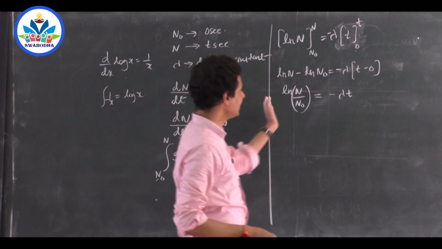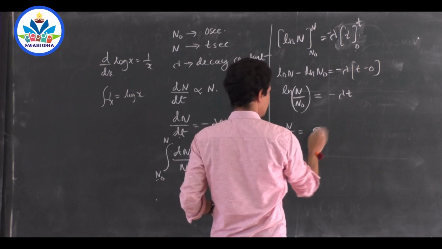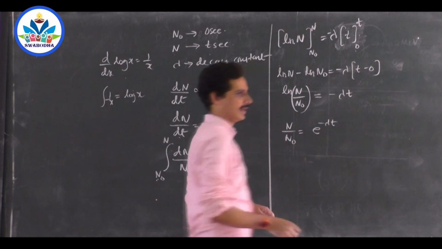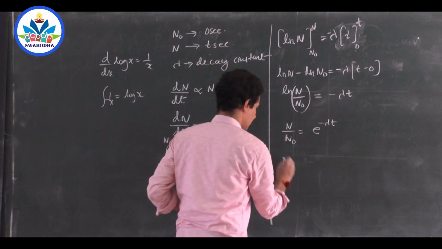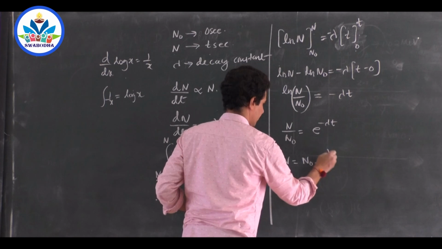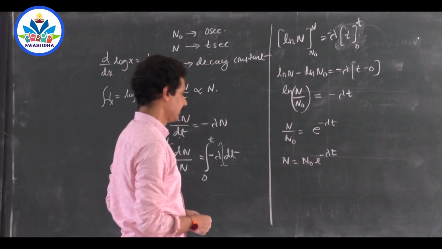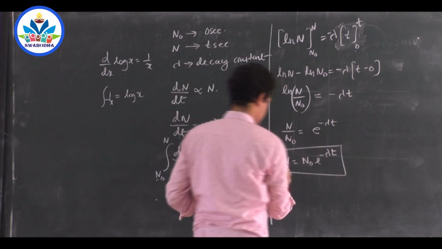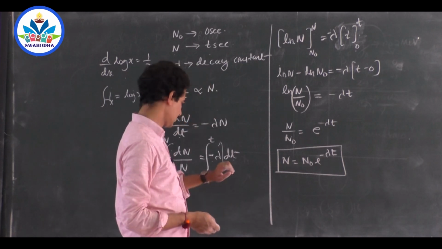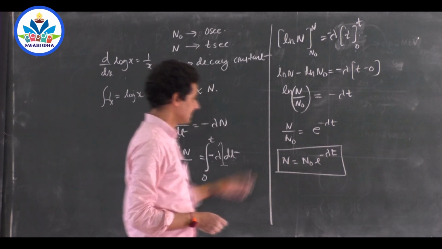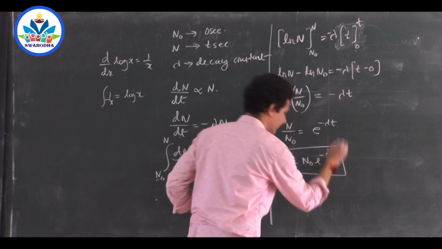Now the method of bringing ln here is like this. N by n naught is equal to e to the power minus lambda t. This is how we write it. So what is n equal to? N is equal to n naught e to the power minus lambda t. This is the equation which governs the number of atoms in the sample after t seconds. So n is equal to n naught e to the power minus lambda t gives the number of atoms in the sample after t seconds.